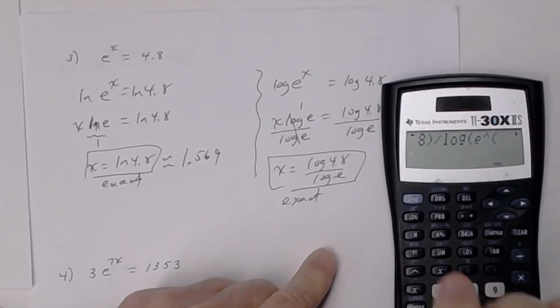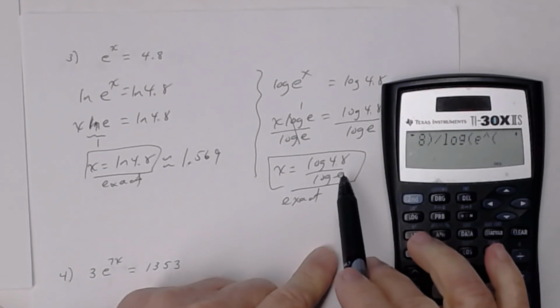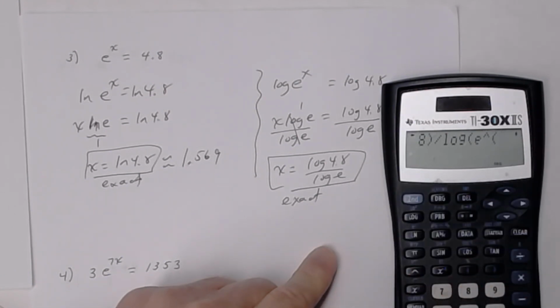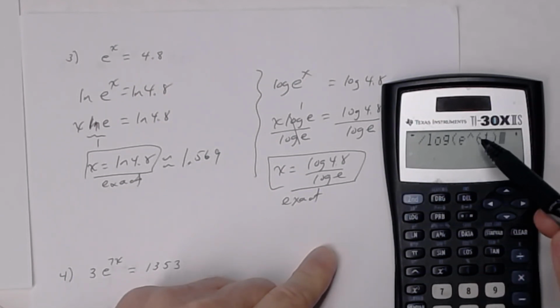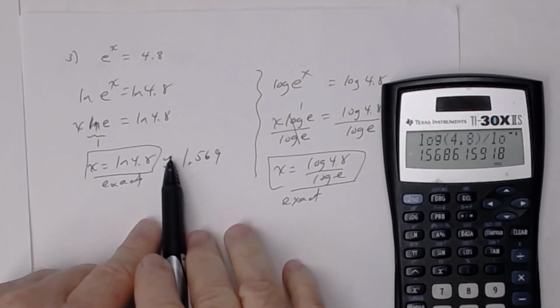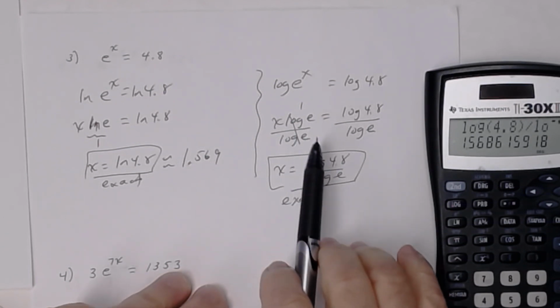Now remember, that exponent that I'm pointing to right here, that's e to the first. So I got to put a 1 right here. So 1, close that parentheses. That parentheses closes this one, but then I got to close this one. Then you press equal and you get the same thing. So just be careful.